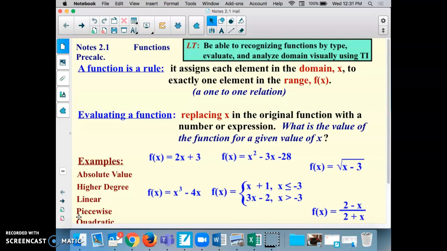These are functions. Let's talk about what we're going to be talking about at least today in 2.1. The learning target: I am able to recognize functions by the type, then evaluate and analyze domain visually using the TI. You're going to want your TI-84 calculator, or some of you use the 89 calculator.